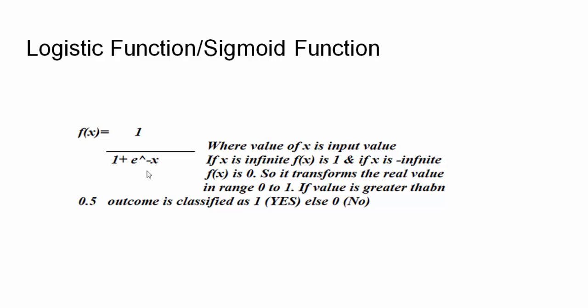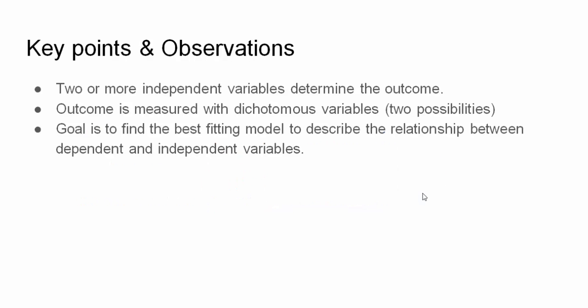If x is infinite, f of x is equal to 1, and if x is equal to minus infinity, f of x is equal to 0. So it transforms the real value into the range 0 to 1. If the value is greater than 0.5, the outcome is classified as 1, that is yes, else no. I have not written the spelling of them correctly, just ignore it. The key points and observations.